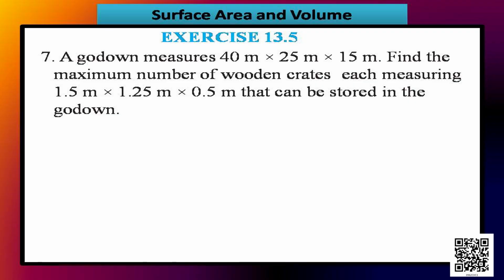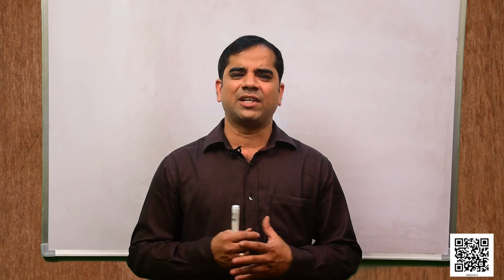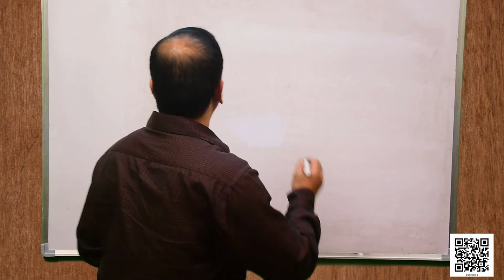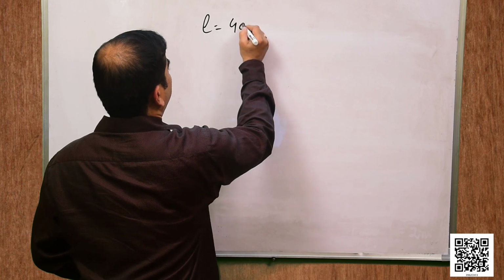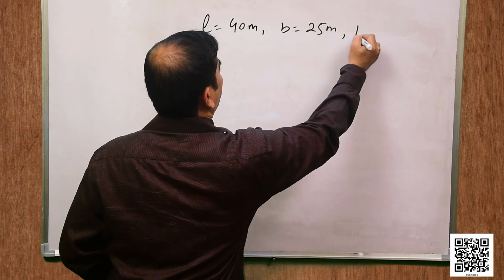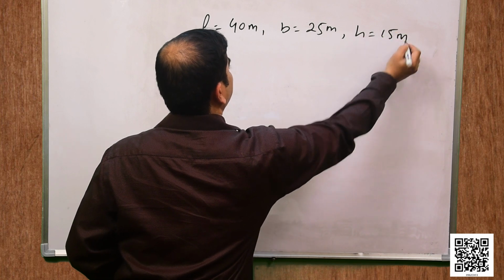It says a godown measures 40 meter into 25 meter into 15 meter. Find the maximum number of wooden crates, each measuring 1.5 meter into 1.25 meter into 0.5 meter, that can be stored in the godown. Let us now discuss the solution. So the dimensions of the godown are length equal to 40 meter, breadth equal to 25 meter and height equal to 15 meter.